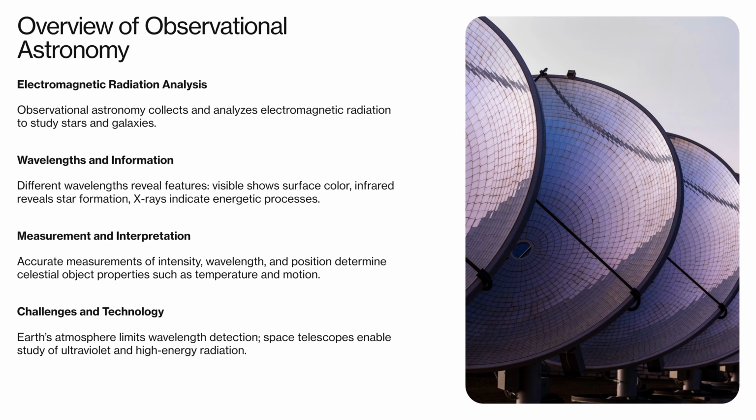Visible light reveals surface features and color, infrared can penetrate dust clouds and reveal star-forming regions, and X-rays are produced by very high-energy processes such as accretion onto black holes. Observational astronomy relies heavily on accurate measurement of intensity, wavelength, and angular position. Topics covered: refracting telescopes using converging lenses, reflecting telescopes and the Cassegrain design, non-optical telescopes across the spectrum, resolving power and the Rayleigh criterion, collecting power and CCD detectors.